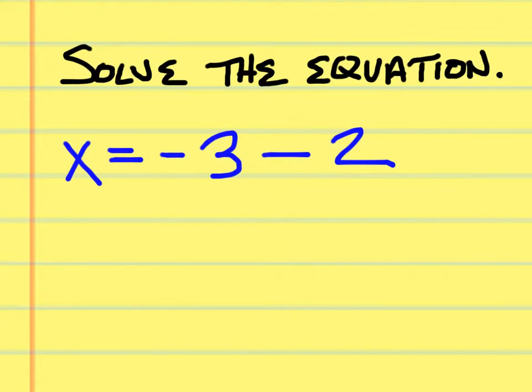Solve the equation. And in this case, x is already by itself, so that makes it very easy for you. So all you need to do is evaluate the other side. X equals negative 3 minus 2. Negative 3 minus 2 is negative 5.